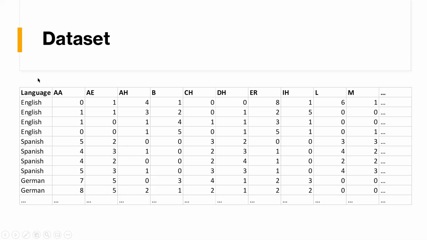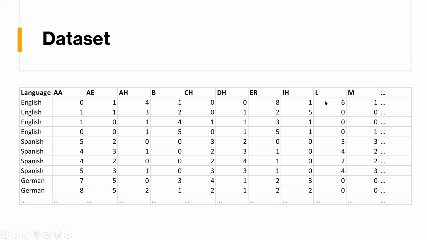Yeah, so what you're seeing right here is the different counts of each phoneme that appeared in a particular data point. So if this first data point is an audio of someone speaking, then that would mean that the phoneme AE occurred 1 time when they were speaking, and then L occurred 6 times.